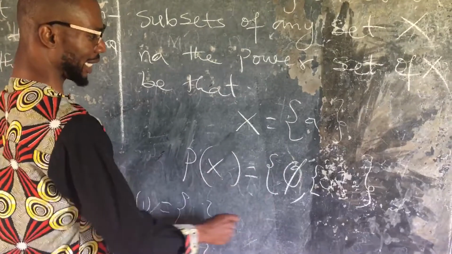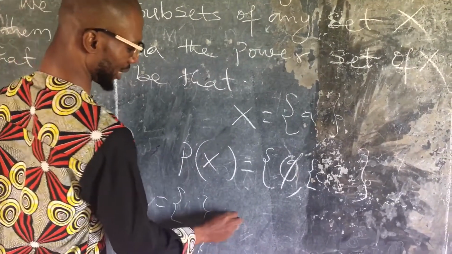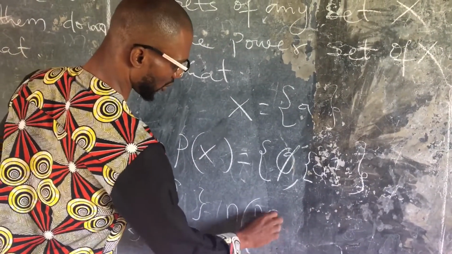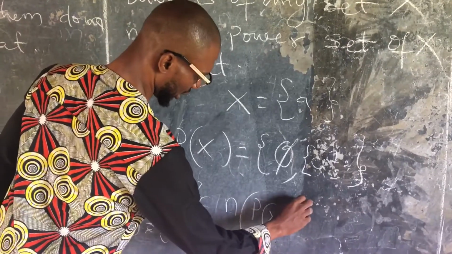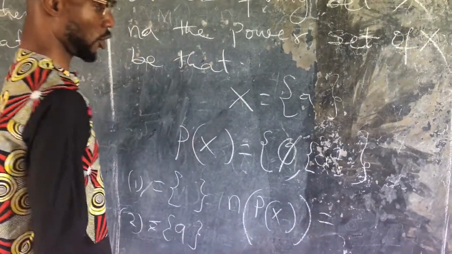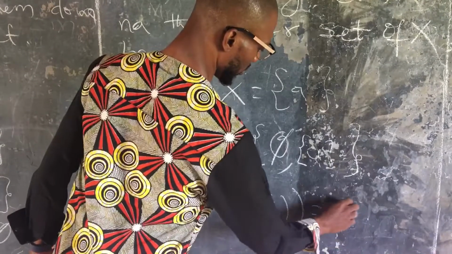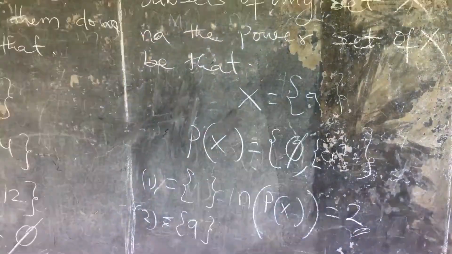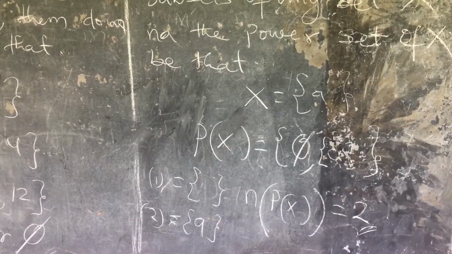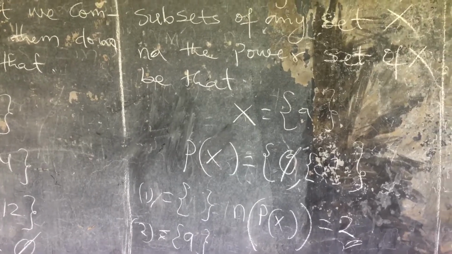So this one now is the power set of this set. Then if I want to find the cardinality of this power set, it will be 2. Yes.